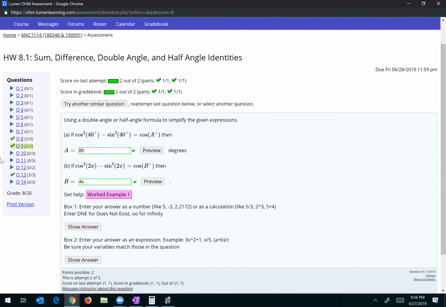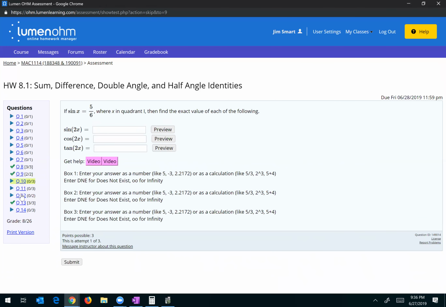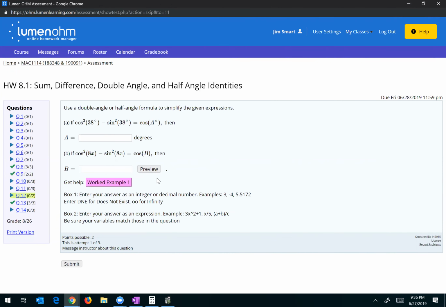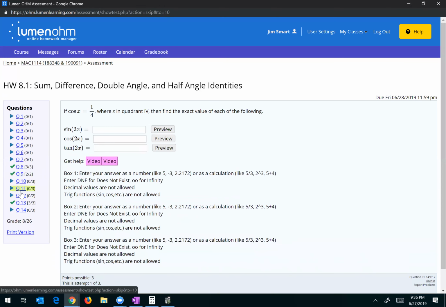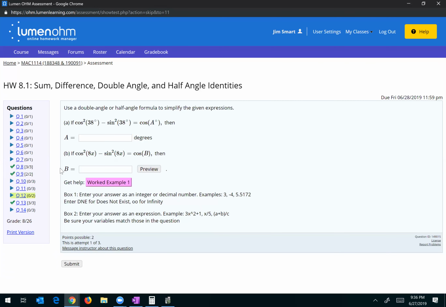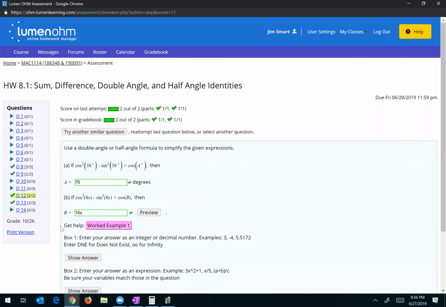Okay, I see. Is there another one? 12. Okay. So again, double angle formula. So this is the same question. I'm surprised there wasn't one that used the double angle formula for sine, but it doesn't look like there is. So this is 38, cosine squared minus sine squared, double angle formula. So I do 38 times 2, which is 76. And then I do 8x times 2, which would be 16x.